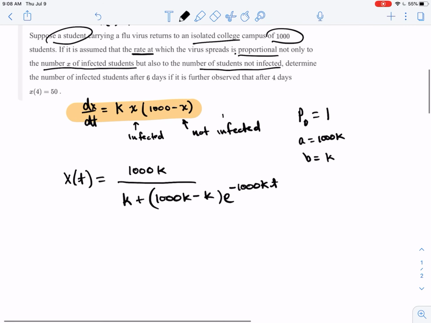So two things I'm going to do. We could rewrite this 1,000K minus K as 999K. Also, I'm going to divide out all the K's.